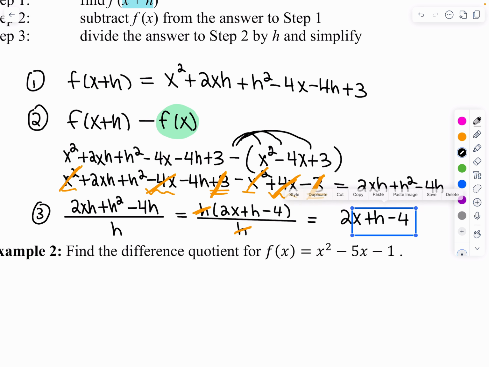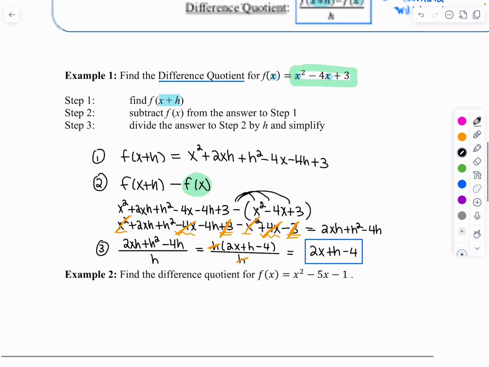Oops. Sorry about that. Okay, I was trying to zoom out to show you the whole process. So we find f of x plus h. We subtract the original function from that, simplify. Then we divide what the difference is by h.